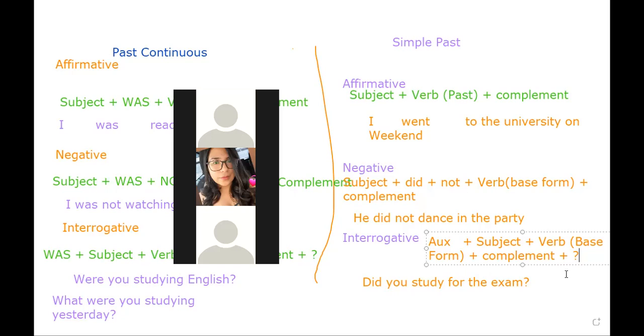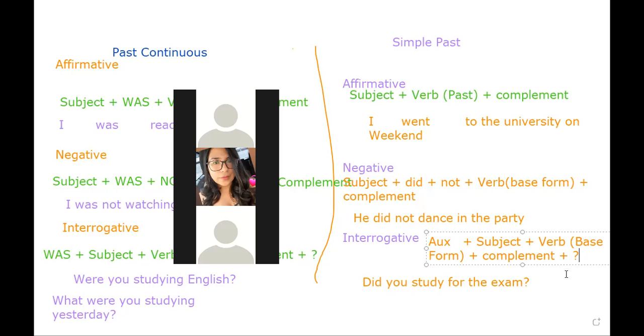As it happened in past continuous, we can also use sentences adding the WH questions in order to ask specific information. The structure of it is going to be the same. What we have to add is just the WH word at the beginning of the sentence. For instance, we're going to use this example. Where did you study for the exam? Where? So we are asking there for a specific place. So that's the information that we're asking for.